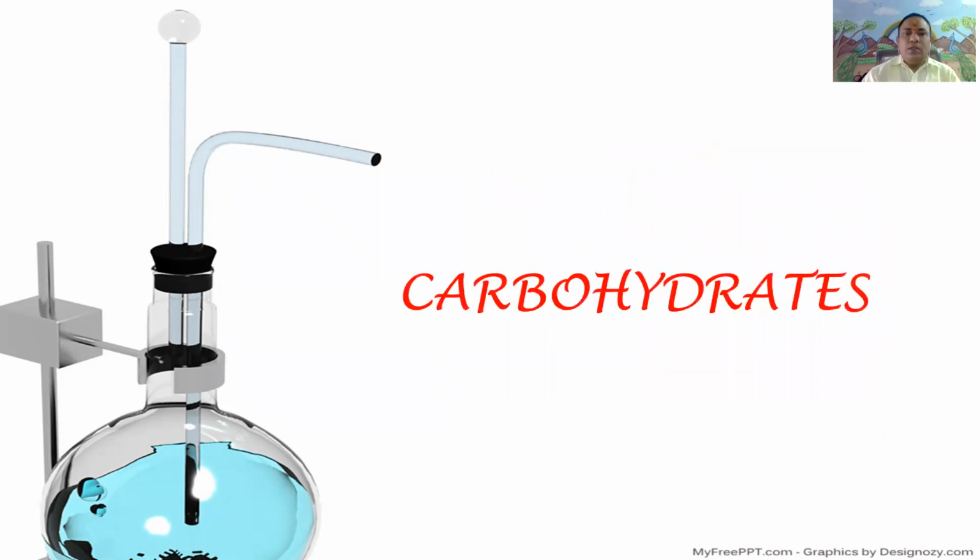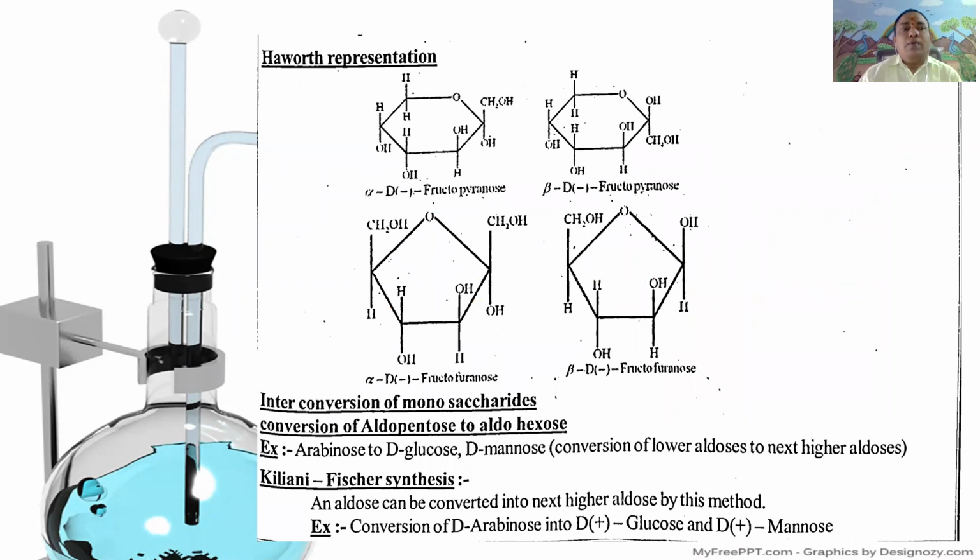Here in the interconversions, before that, the Haworth structures of fructose. Fructose forms two isomeric pyranose forms, that is fructosides: alpha-D-fructopyranose and beta-D-fructopyranose. Here pyranose means a six-membered ring.